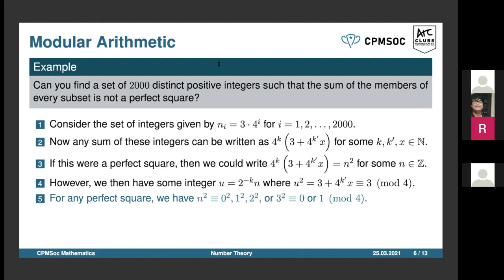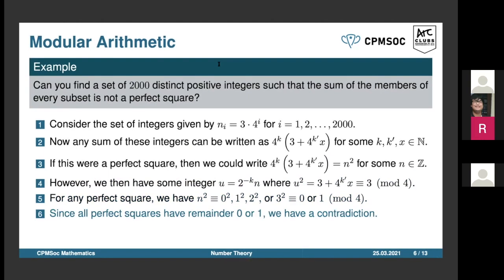And all of them are 0 or 1 mod 4 if you just do the maths. So like 9 mod 4, you're getting 8 plus 1, so it has remained 1. 1 squared is just 1, obviously. 0 squared is just 0. 2 squared is 4, which is 0 mod 4 because it is a factor of 4. So we've got our contradiction. Since all perfect squares have remainder 0 or 1, we have a contradiction.